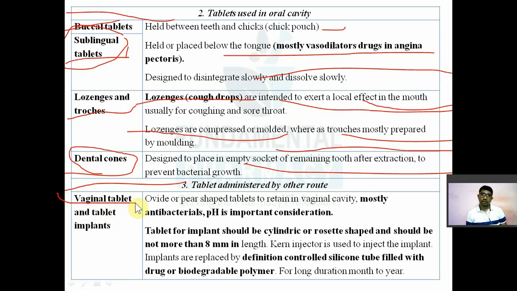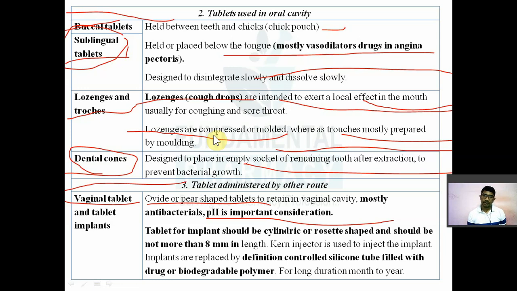Okay, so they are having an ovoid or pear-shaped tablet. They are meant to be retained in the vaginal cavity. Mostly they consist of antibacterial and antifungal drugs. And pH is a very important criterion while designing vaginal tablets, because the pH range in the vaginal fluids is different. Okay, a little bit acidic. वहाँ पे little bit acidic pH होता है.